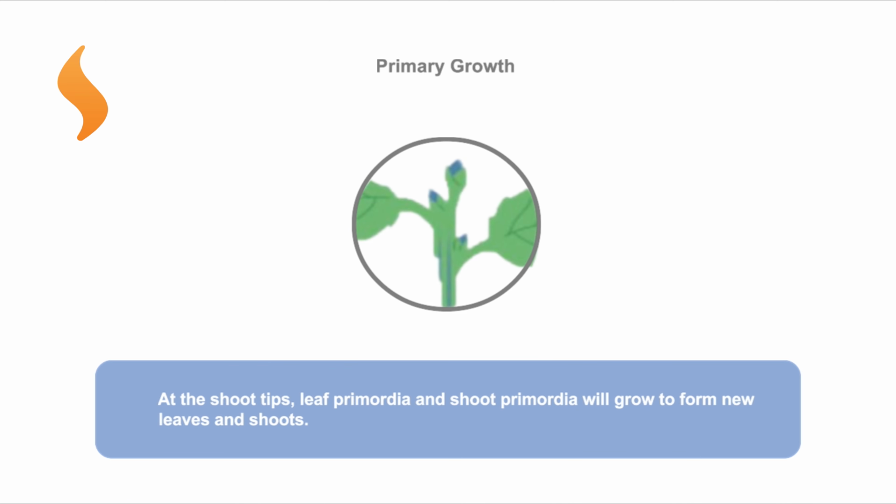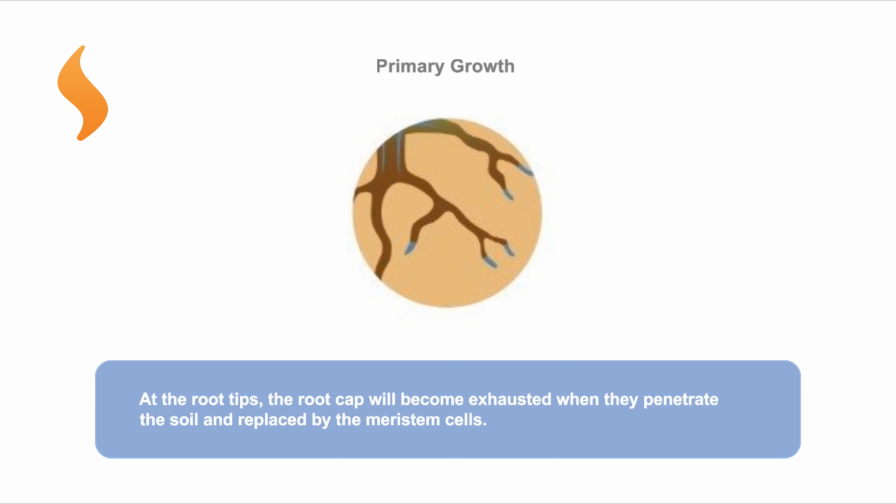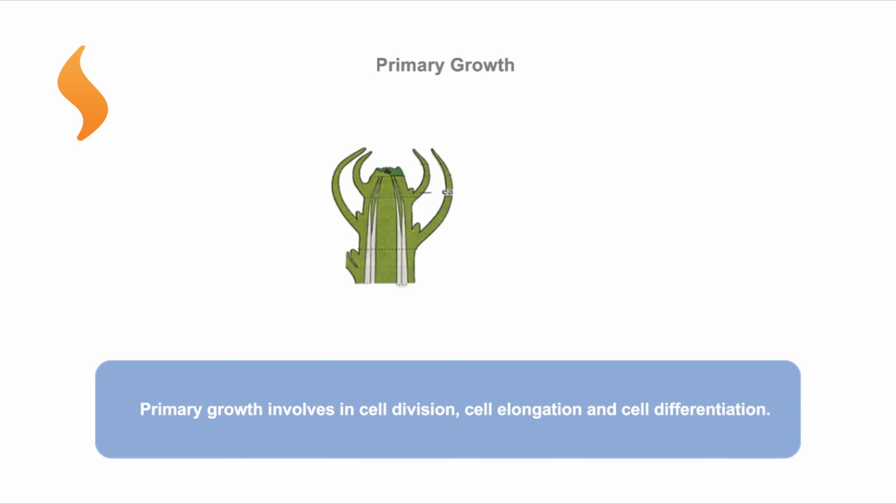At the shoot tips, leaf primordia and shoot primordia will grow to form new leaves and shoots. At the root tips, the root cap will become exhausted when it penetrates the soil. This causes the cells of the root cap to be replaced by the meristem cells. Primary growth starts when the meristem cells in the zone of cell division of the apical meristems are actively dividing.